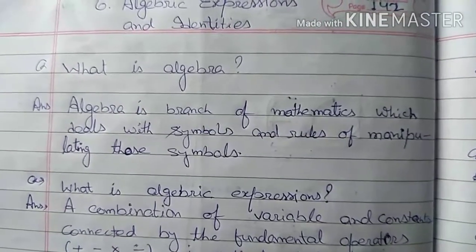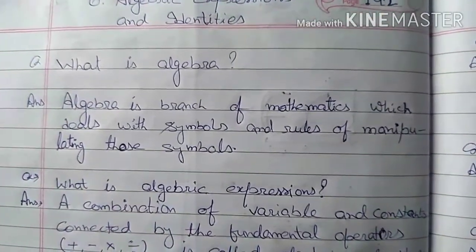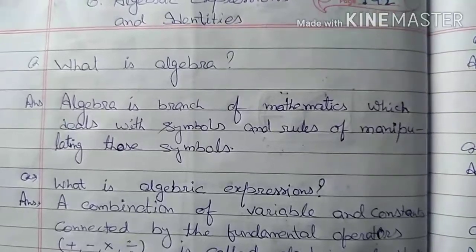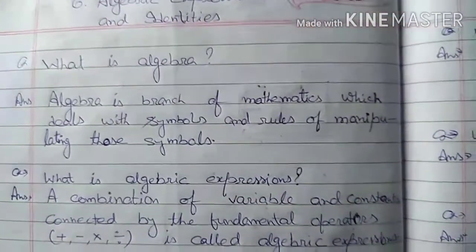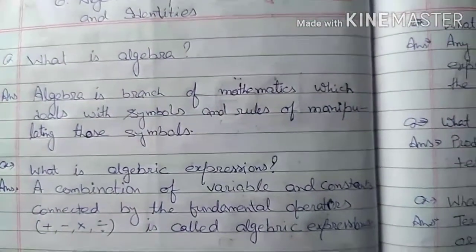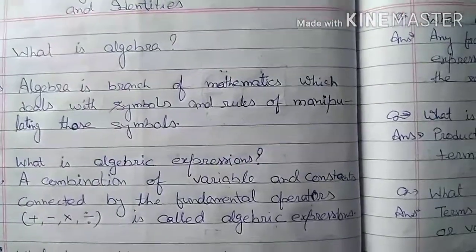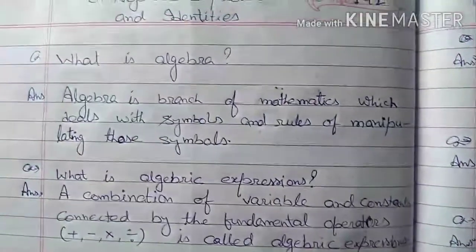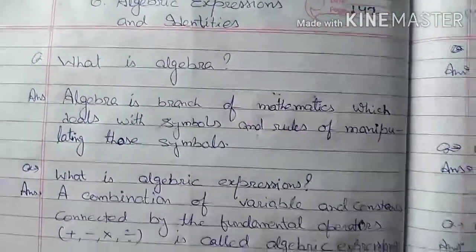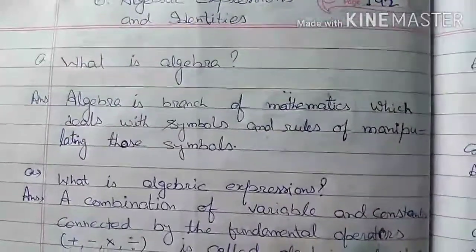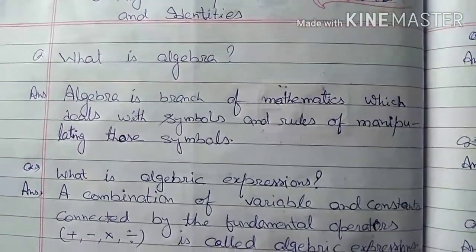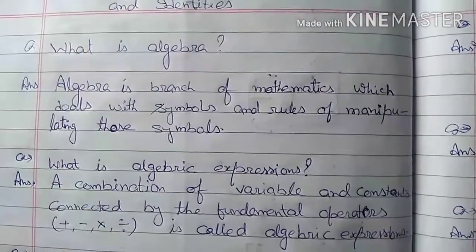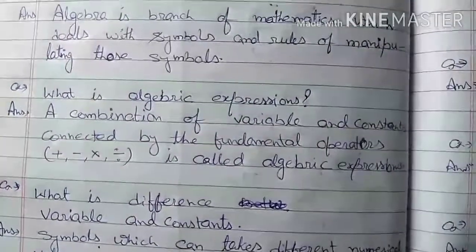Algebra is a branch of mathematics which deals with symbols and rules of manipulating those symbols, meaning by getting the value of that symbol, the variable. So algebra is a branch of mathematics which deals with the symbols and rules to manipulate these symbols. Now the next question is, what is an algebraic expression?